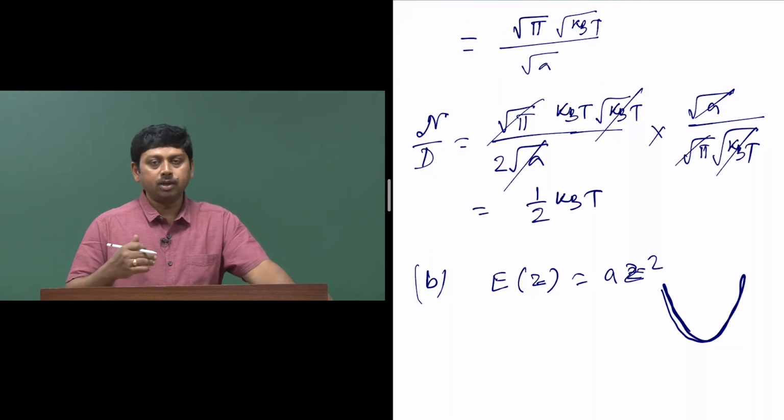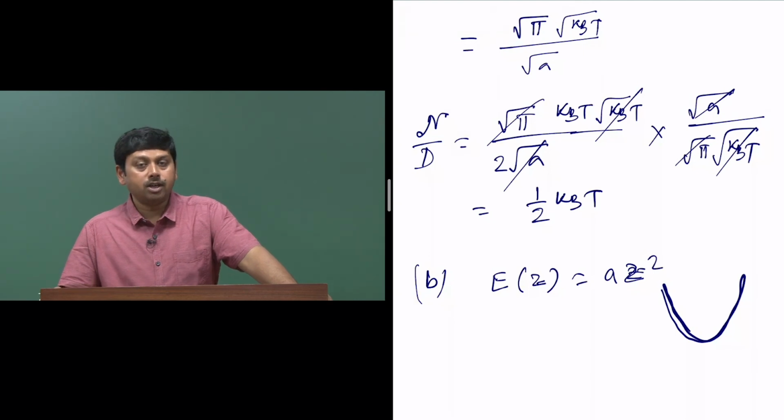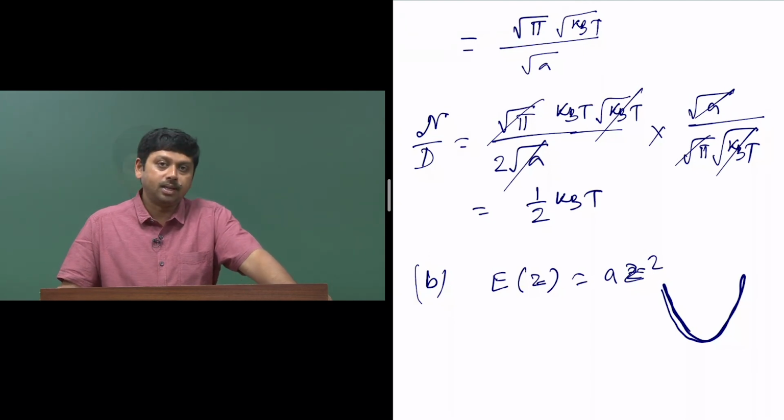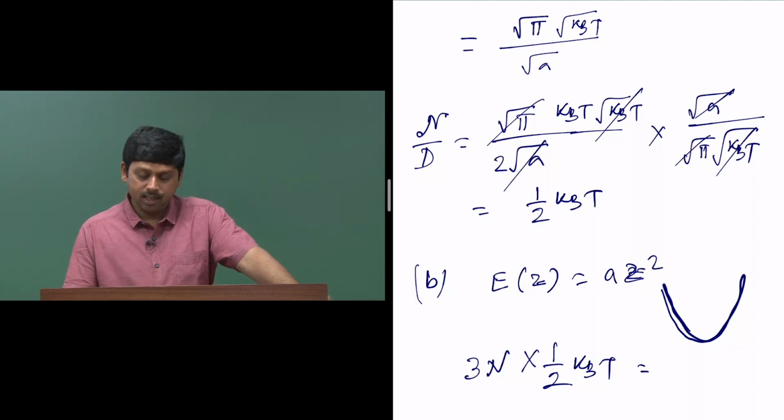So, if you have n particles, typically there will be 3n minus 6 vibrational degrees of freedom, each of them will give half kBT. Each degree of freedom will give you half kBT. So there are 3n degrees of freedom giving you half kBT each. So for a system of n non interacting particles, the equipartition theorem will tell you that the energy of the system is 3 by 2 n kBT.